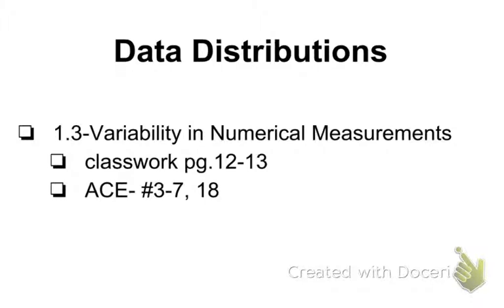Today we're doing lesson 1.3. It's about variability in numerical measurements. The classwork today is on pages 12 through 13 and 3 through 7 and 18 in the ACE problems.